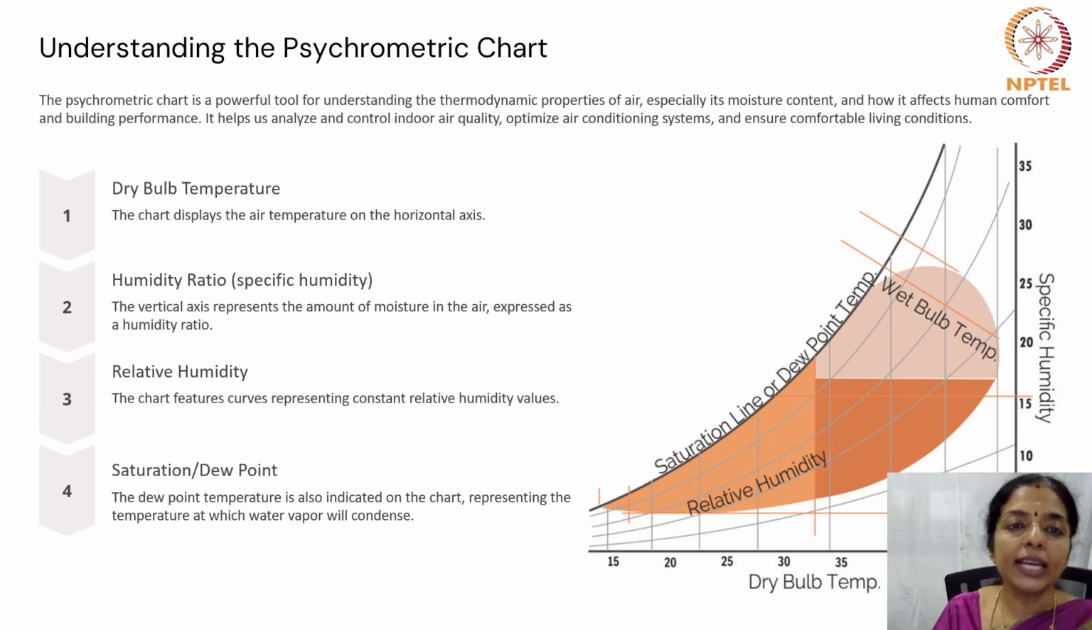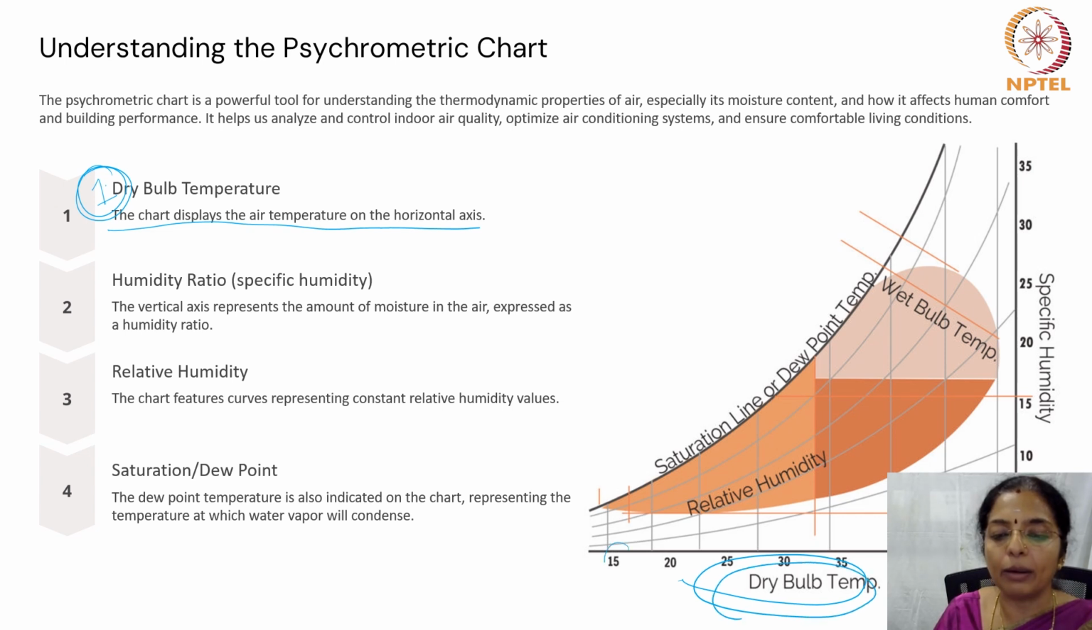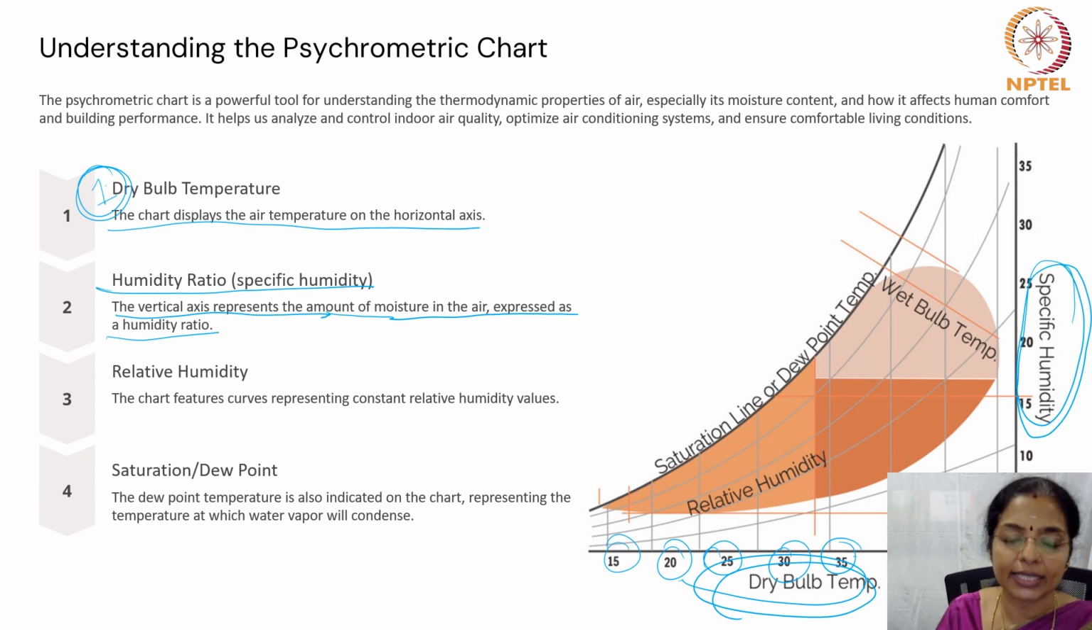So, in a psychrometric chart, the chart displays the dry bulb temperature on the horizontal axis. So, this is the dry bulb temperature. The humidity ratio or specific humidity is mentioned on the vertical axis, and it represents the amount of moisture in the air expressed as a humidity ratio. So, this is the specific humidity on the y-axis.